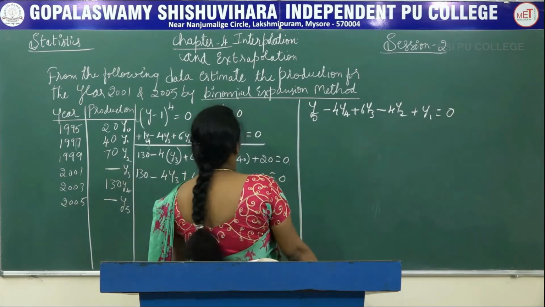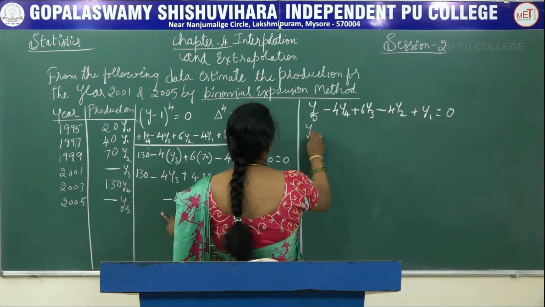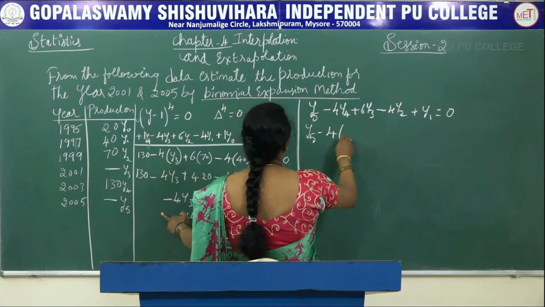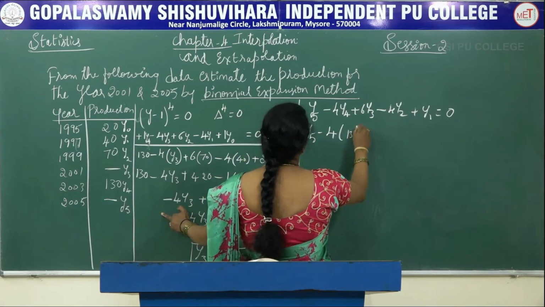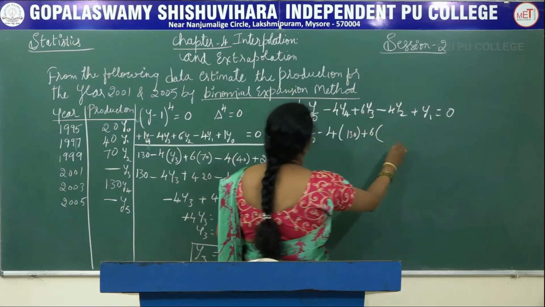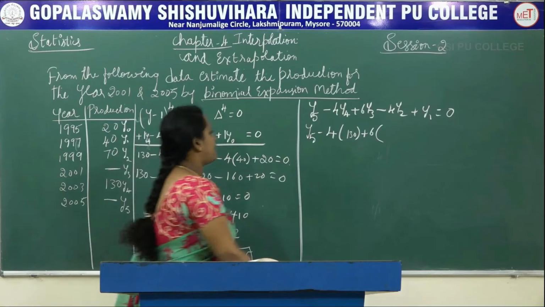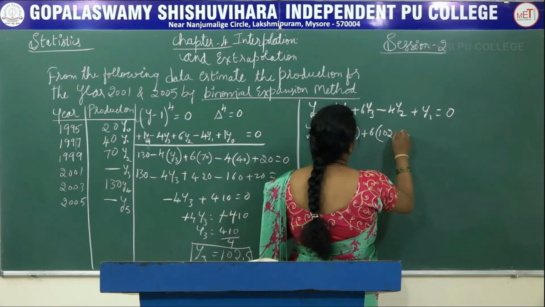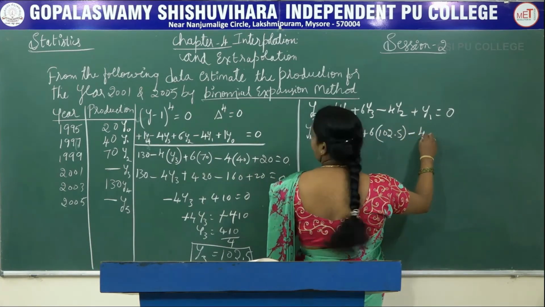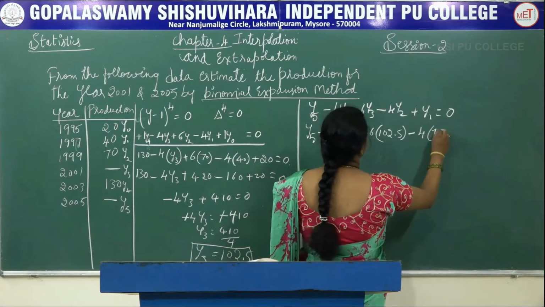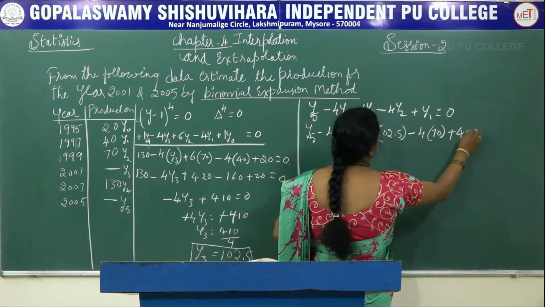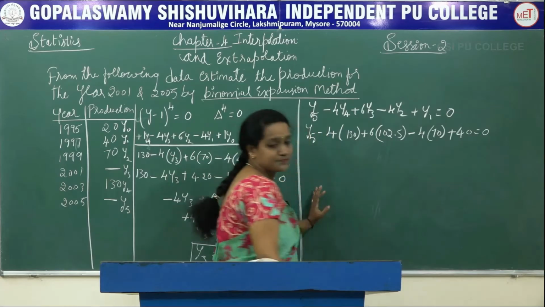Now we will substitute the values of y. We don't know y5, I will write it as it is. 4 into y4 is 130, and we have already calculated the value of y3. y3 is 102.5, substitute that. 102.5 minus 4, y2 is 70 and y1 is 40, is equal to 0.